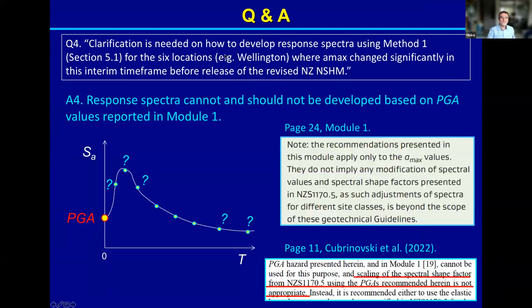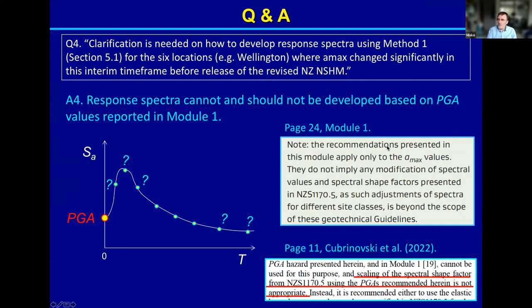Question 4, clarification is needed on how to develop response spectra using Method 1 for the 6 locations where PGA or maximum acceleration changed significantly in the interim timeframe before release of the new hazard update. The answer to this is that response spectra cannot and should not be developed based on the PGA values that we have reported in Module 1. That is explicitly stated on page 24, Module 1.